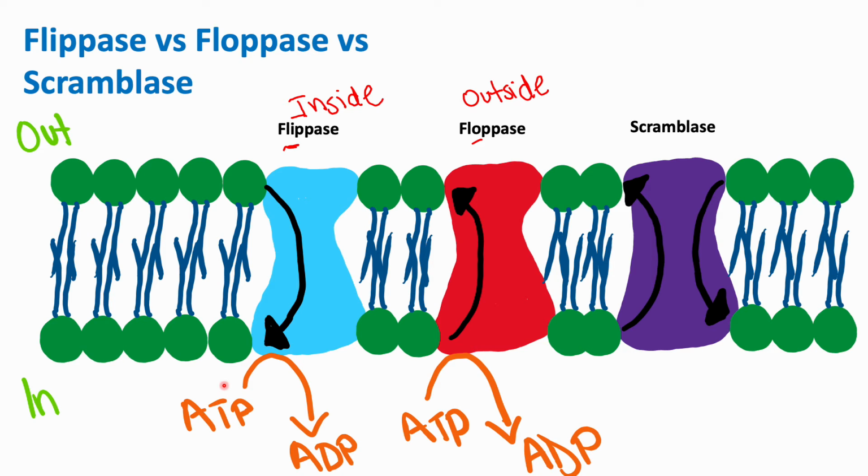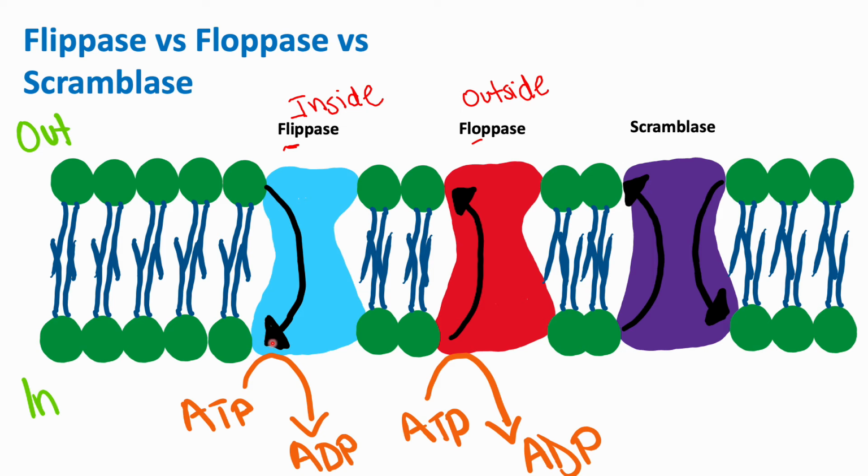Now, what's important to note of the Flippase and Floppase is that they both utilize the energy released by the hydrolysis of ATP. So we're going from ATP to ADP, so we're losing that phosphate, and that energy release is utilized to move those phospholipids.